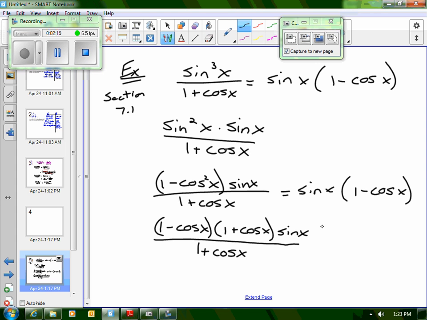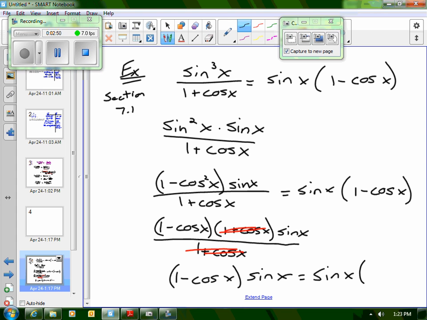Remember, I'm trying to get to this, and I'm getting close, because I'm going to have some things that cancel out here. This 1 plus cosine is going to go away. Those cancel each other out. So let's look and see what we got here. If I write it in the order that it's in, it's 1 minus cosine of x times the sine of x. Wasn't that the same thing?